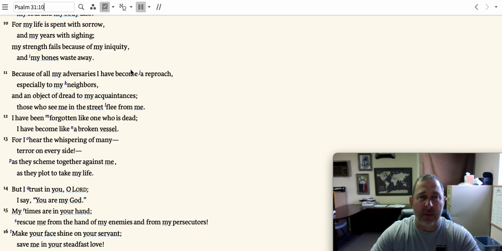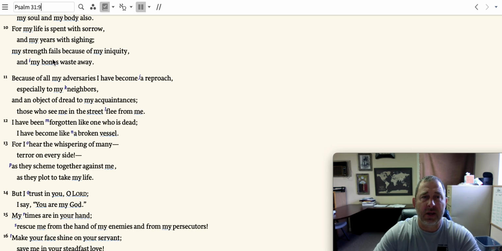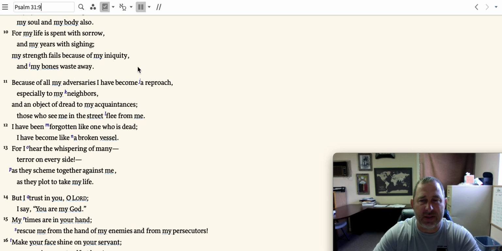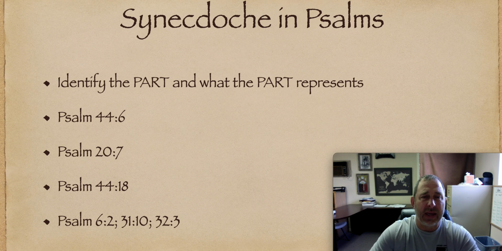And again, as the writer points out, kind of interesting, this image is used frequently in the book of Psalms when the psalmist is going through hardships, when their strength is failing, when they're going through these difficulties. So again, it's kind of interesting to note that. Let's go back here, and we didn't look at all of these on the screen. We looked at most of them.